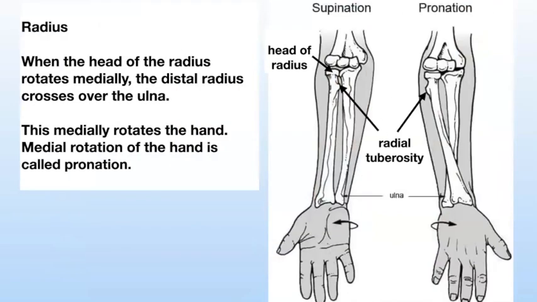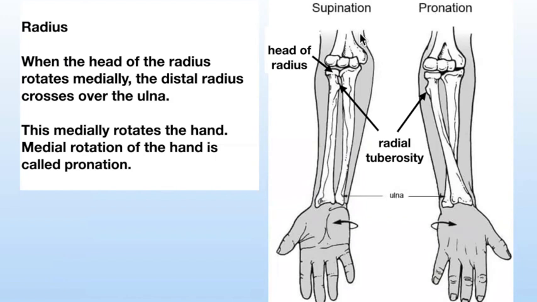When the head of the radius rotates medially, the distal radius crosses over the ulna, and this medially rotates the hand. Medial rotation of the hand also flips the hand over in a motion called pronation.